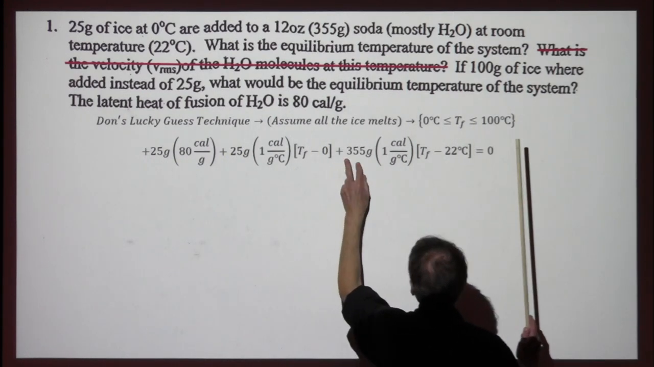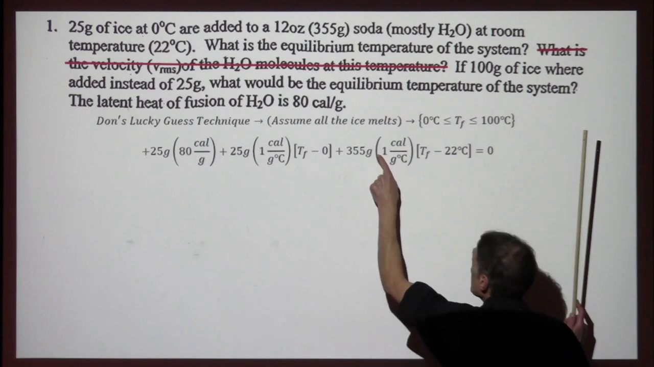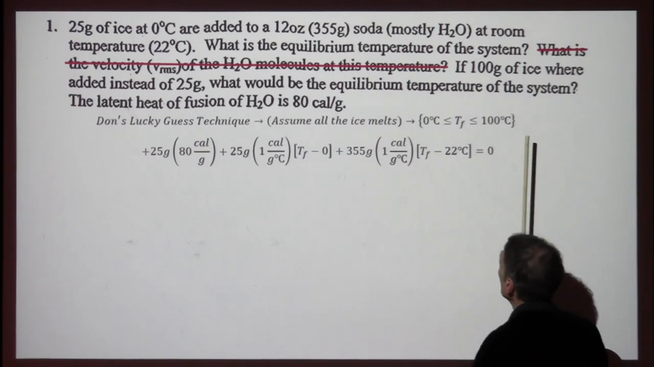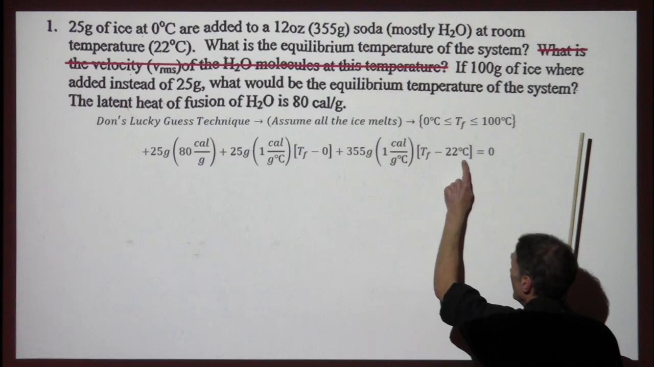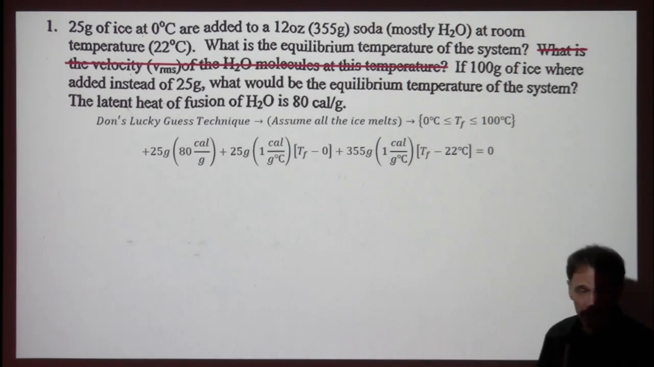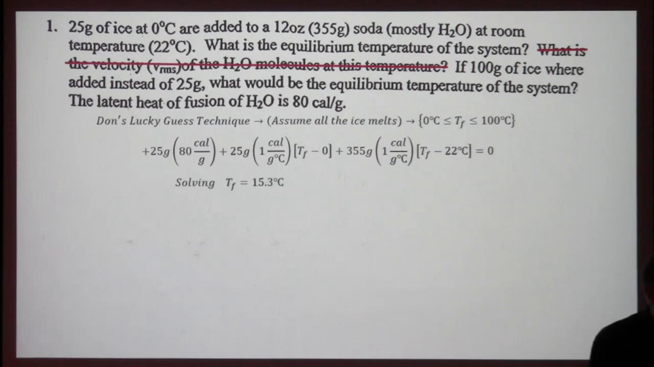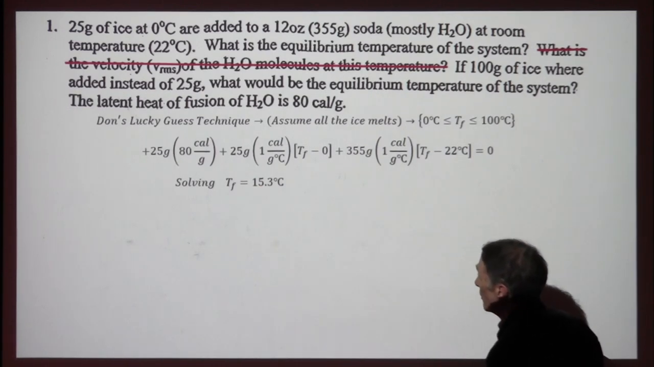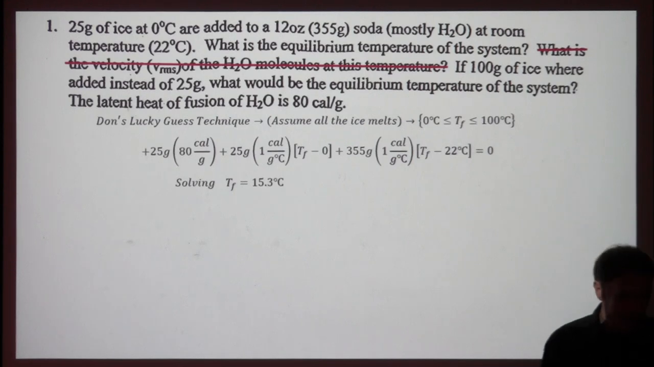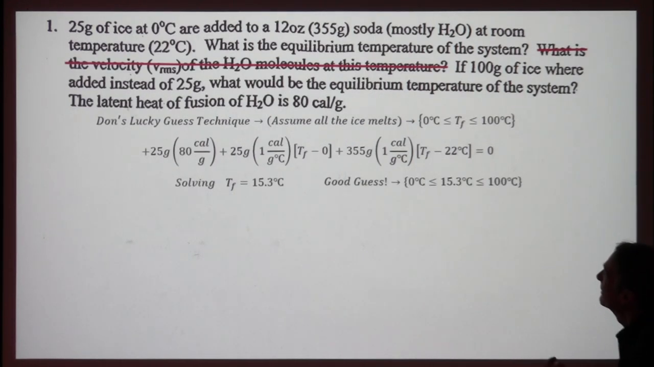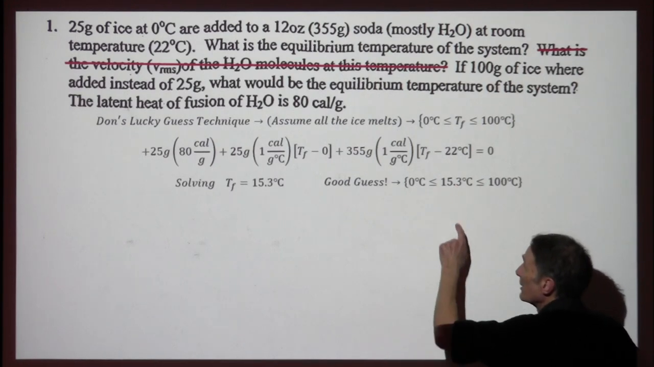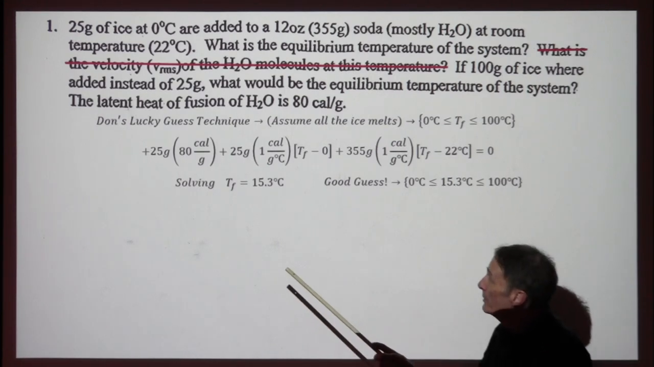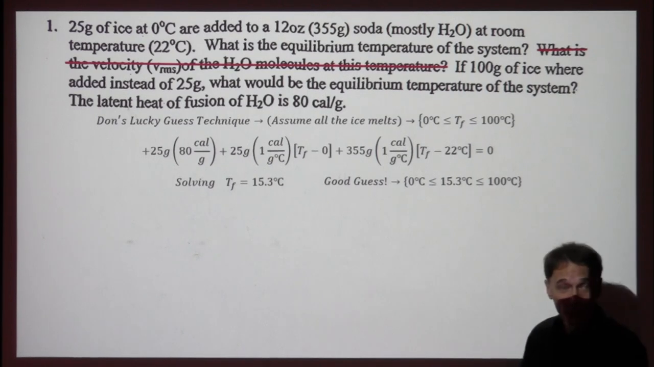And then we have the warmer soda, the 355 grams of that. It too is water, same specific heat, T final, but its initial temperature is at 22 degrees Celsius. The minus is T final minus T initial. So then it's just a matter of doing the math. I solve for T final, and I get 15.3 degrees Celsius. Wow, how does that square with my assumption? Okay, I got lucky. It's between the two, so I have a solution that fills the bill. I don't need to keep looking. I'm done. I've got the problem, and it's 15.3.